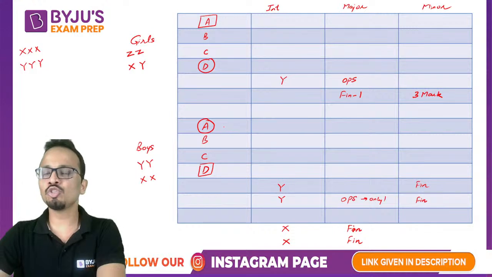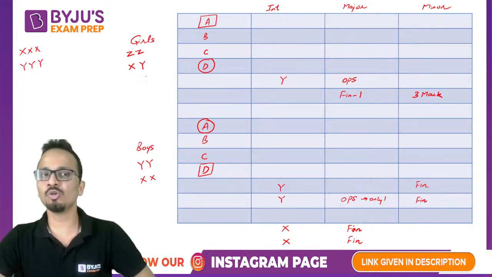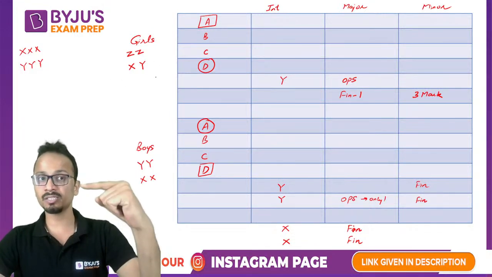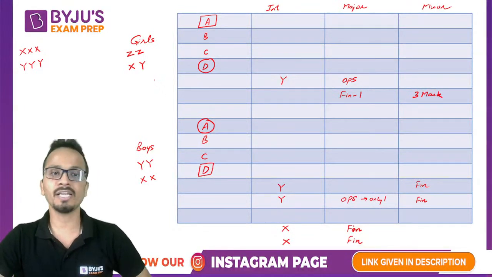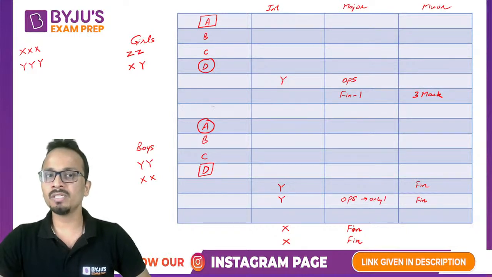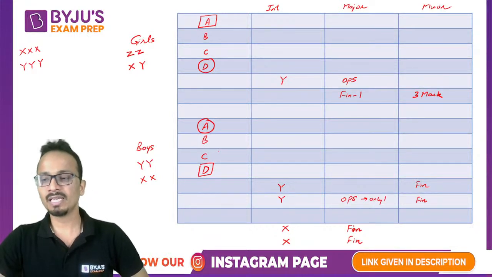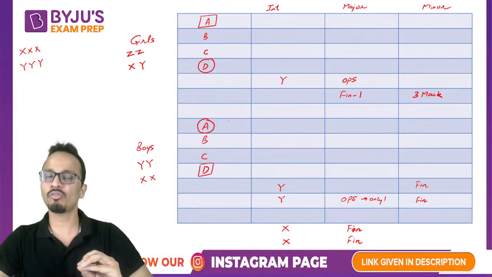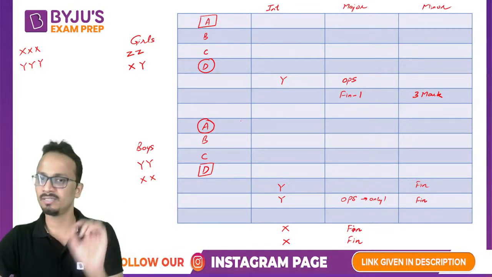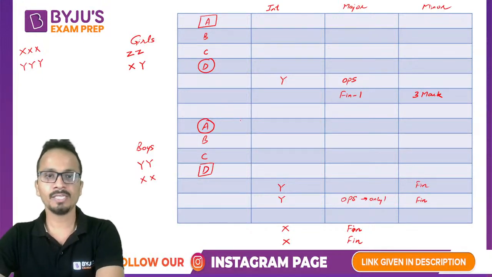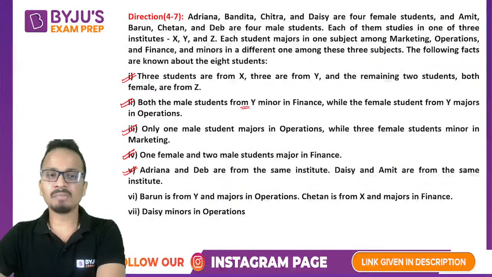अब ये जो same institute वाले हैं, ये X और Y ही हो सकते हैं, because there are 2 girls in Z and there is no boy who is studying in Z. So these common institutes people can be from either X or Y. So X और Y वाले ही हो सकते हैं, Z common नहीं हो सकता. Right? Okay. Now statement number 5 is completely over.